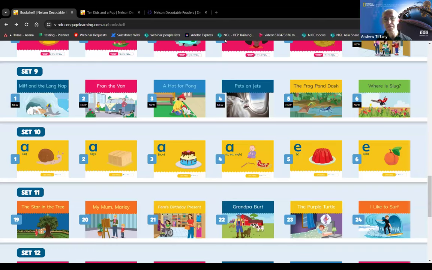Nelson Decodable Readers, if you're interested, and as Colin said, back to the marketing strategy stuff, these are used in Australian and New Zealand schools. I'm from New Zealand. We used books almost exactly like these, older versions, when I was a student way back in the day. So these sorts of resources are very international and they're designed for an international audience.